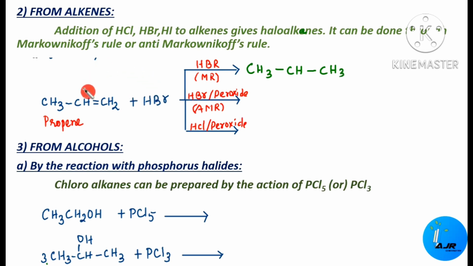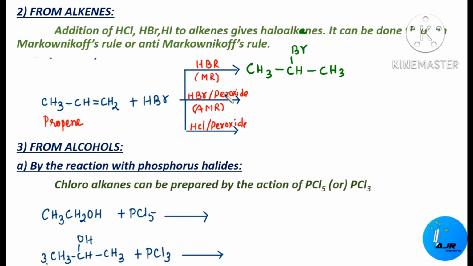It will be getting added up to the next carbon, which is having the lowest number of hydrogen atoms, is it not? So here it becomes CH, so this is the product. Okay, this is based on Markovnikov's rule. Since we are not using peroxide, it is taking place by Markovnikov's rule.